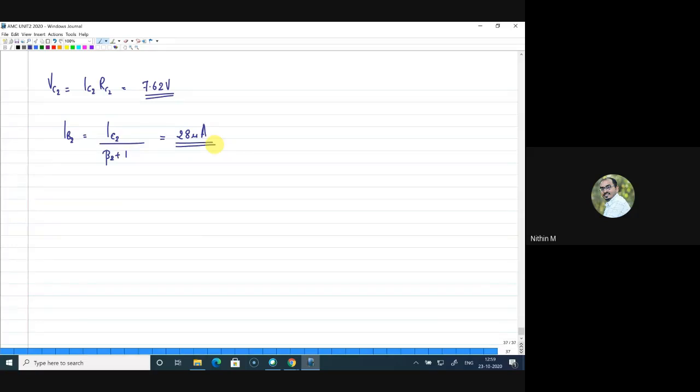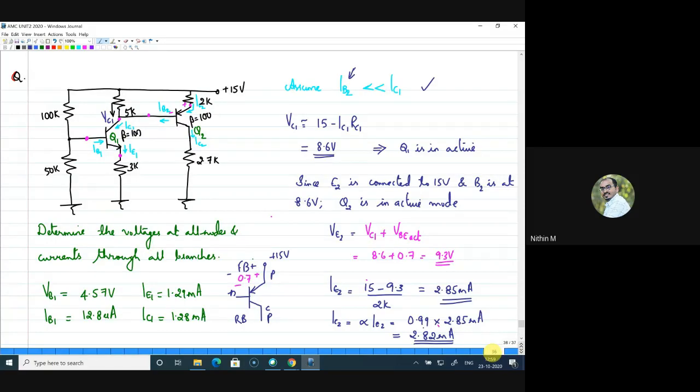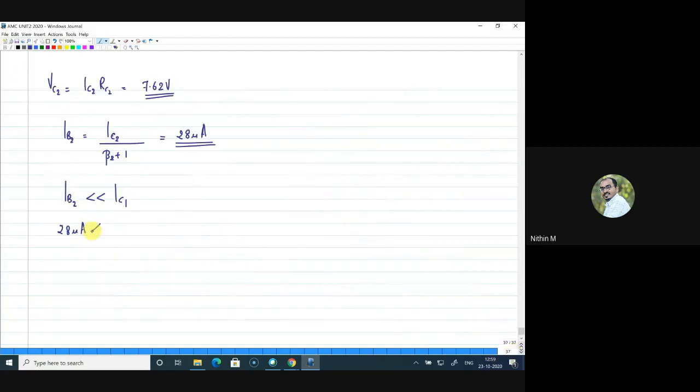Now, what was my initial assumption? I assumed that IB2 is much smaller than IC1. So this is 28 micro. And what is IC1? IC1 was 1.28 milli. So this is actually true. My initial assumption of keeping IB2 very small compared to IC1 is true. 28 micro is very small compared to 1.28 milliamps.